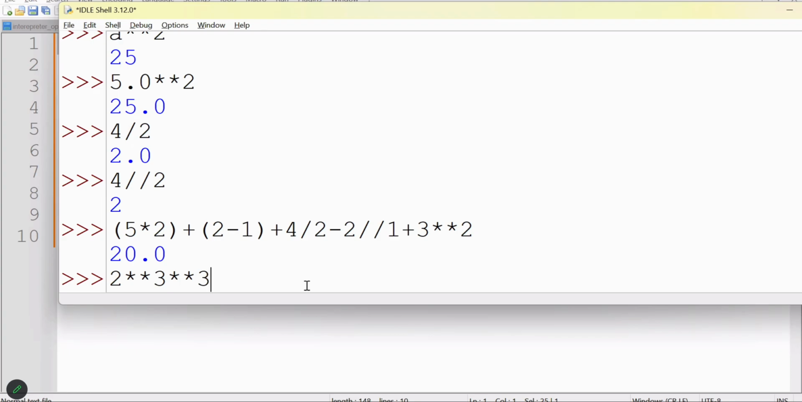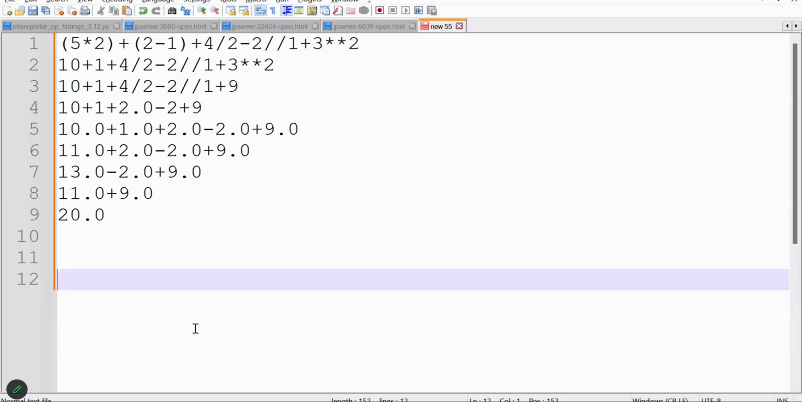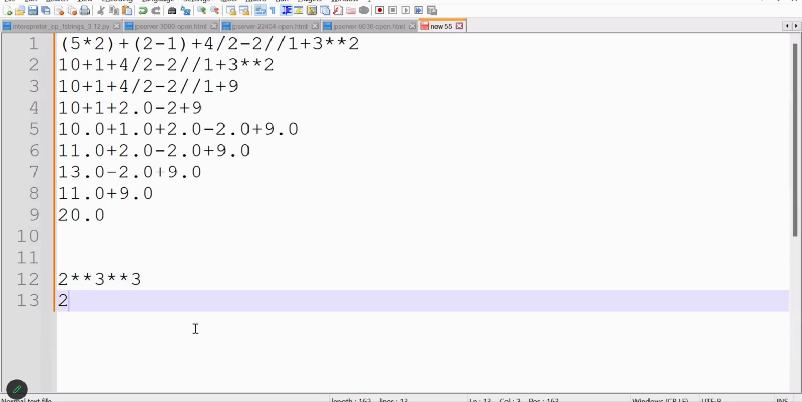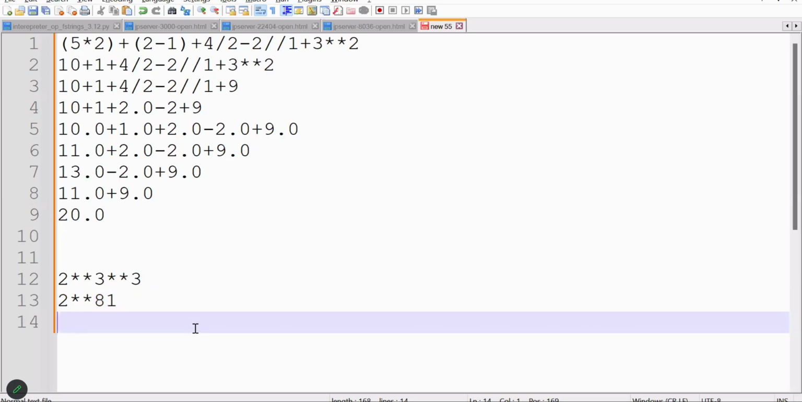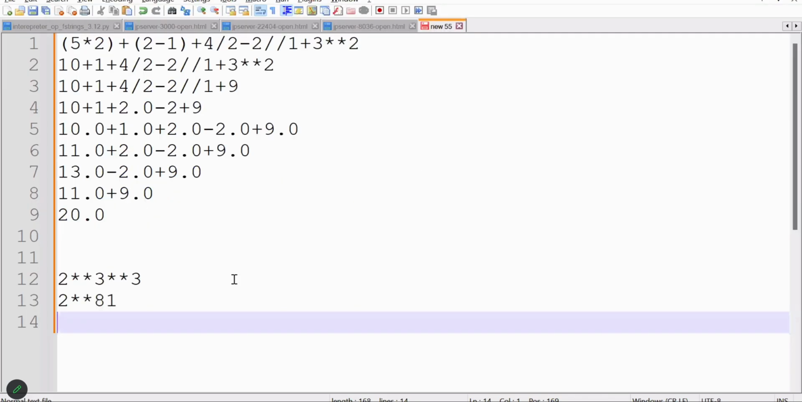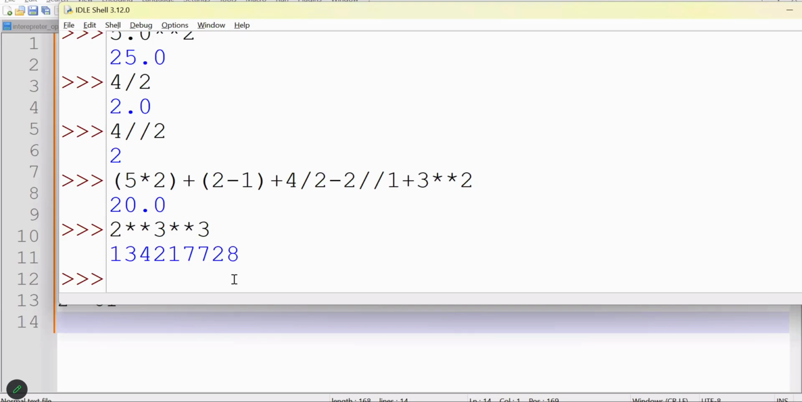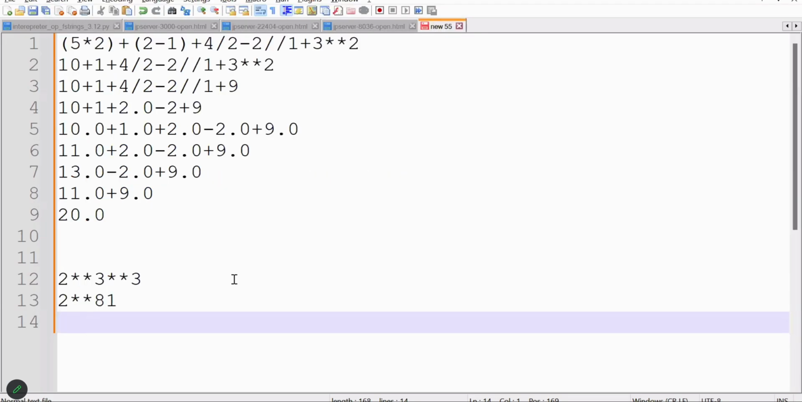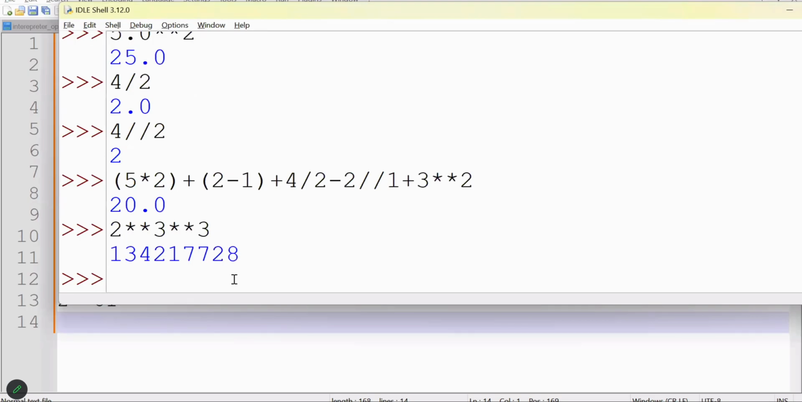So I have to evaluate this as 2 to the power 8 first, then 3 to the power of that, which is a much bigger number, and we don't calculate it here. So this will be the output. Whereas in the other case, if you had gone left to right, it would have been a different result.